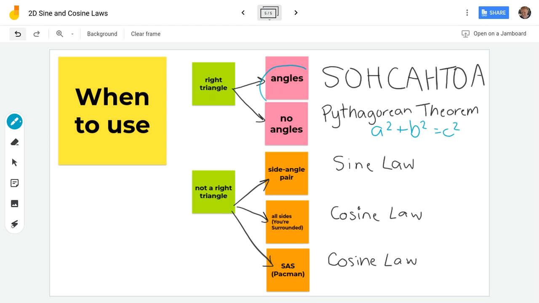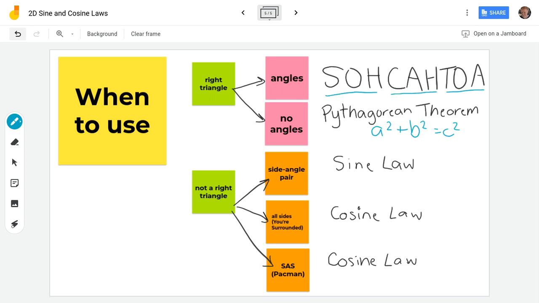If you care about the angles, then you have to use what you learned recently, SOHCAHTOA, so the primary trig ratios. Sine is equal to opposite over hypotenuse, cosine of the angle is equal to adjacent over hypotenuse, and tangent is equal to the ratio of opposite over adjacent.